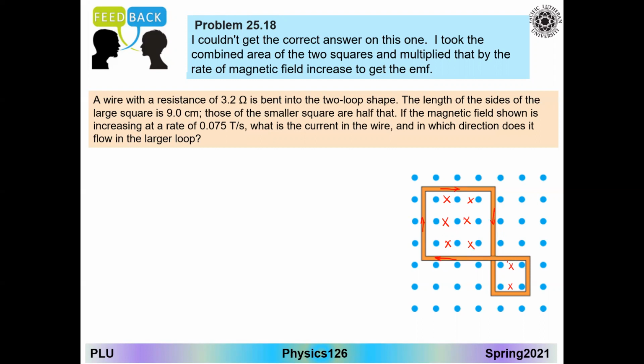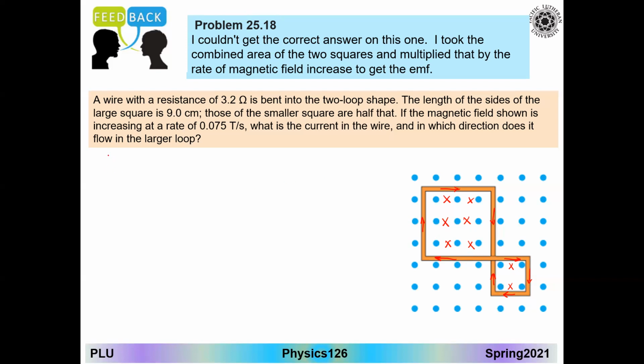Similarly, in this small square it will be clockwise. Now we have to be careful. Look at the direction of the current in both loops. Even though they are both clockwise, they are in different directions here, one to the right, one to the left. So here you do not add the two fluxes, you have to subtract.